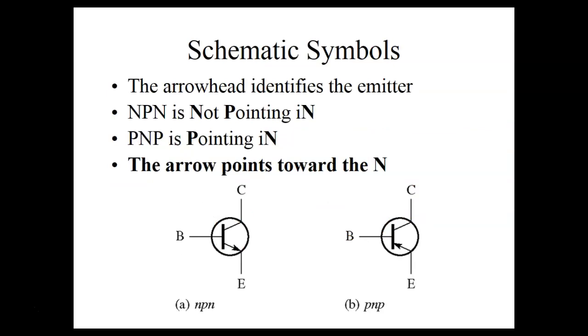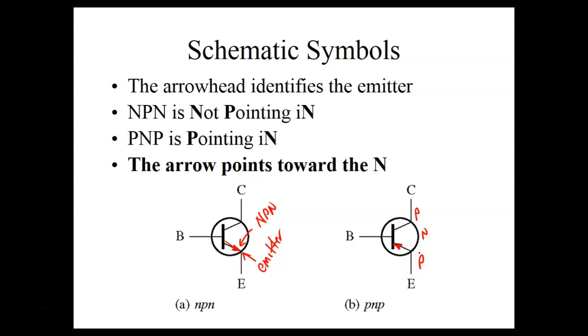Now, how we identify these things, these are the actual symbols of the two transistors. And what we look at first is the arrow. The arrowhead always identifies the emitter. Now, if we look at one symbol, the arrow is pointing out. If you look at the other symbol, the arrow is pointing in. So the way we look at this, NPN is not pointing in. So this guy right here is not pointing in, so this is an NPN. And then pointing in, so this would be a PNP.